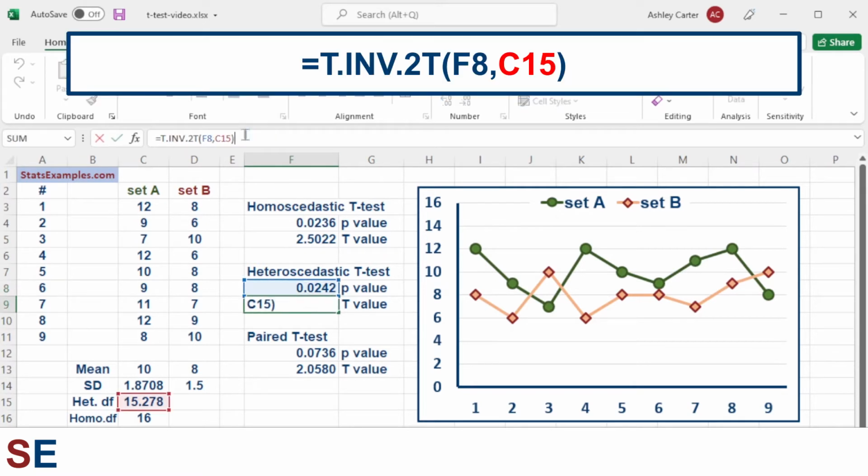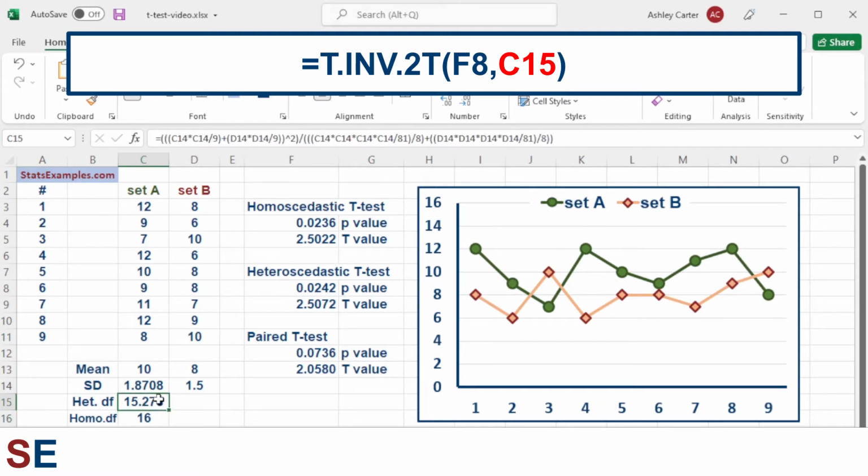We use the same equation here, the T inverse equation, two-tailed, now using the p-value for our heteroskedastic test, and using the degrees of freedom in C15, that's this cell here with the more complicated value. You can see the fewer degrees of freedom, it's about 15 instead of 16.